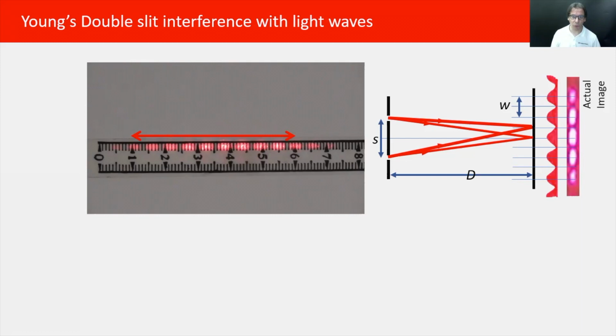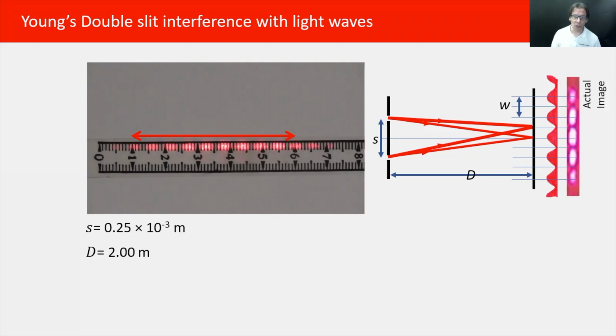But we need to be careful because W is actually the fringe spacing. There are 9 fringe spacings between these 2 points. So now we're in a position to work out the wavelength of the light. As I said before, the distance between the slits was 1/4 of a millimetre, and we need to be careful to convert this into metres.